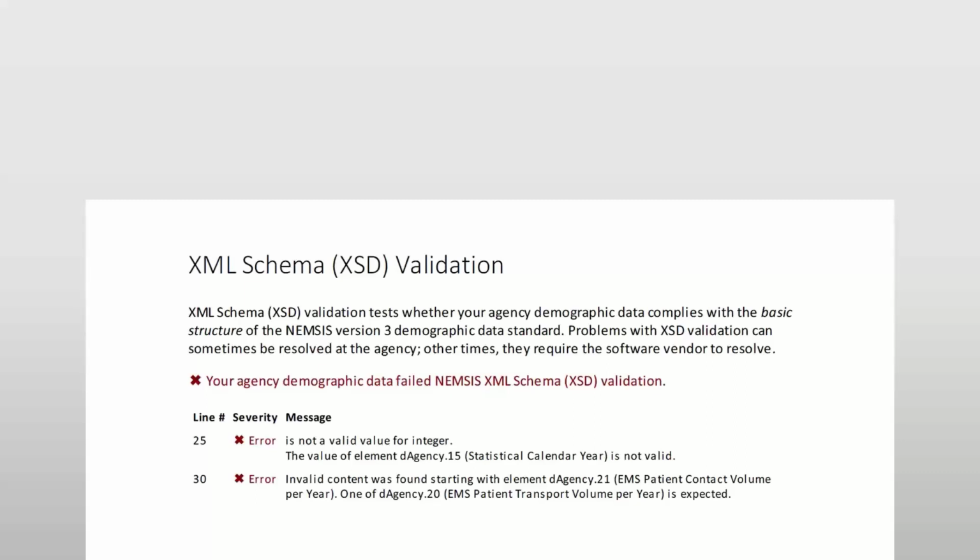First, you'll see a section about XML schema validation. This shows if your data has any issues complying with the underlying structure of the NEMSIS data standard. It's rare to have issues here, but some agencies will have issues in XML schema validation. These messages tend to be fairly cryptic in nature. So if you do have some XML schema validation issues, we recommend that you work with your vendor. They can help you figure out exactly what caused the issue and how to address it.